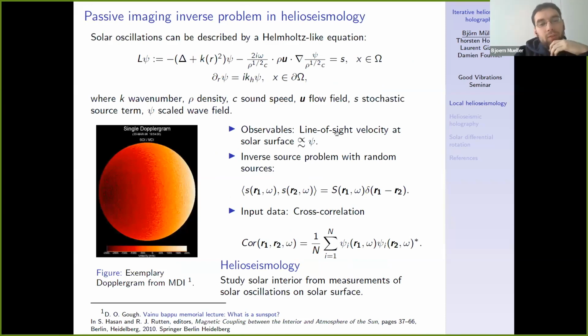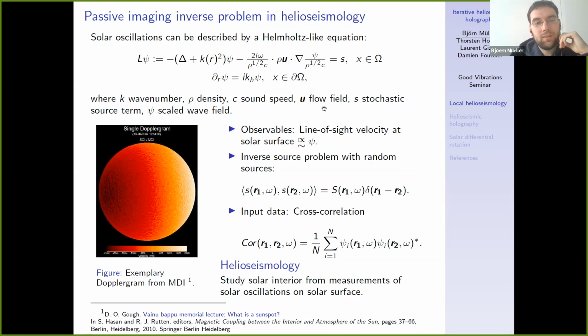Let me first start with introducing the passive imaging inverse problem in helioseismology. I'm studying acoustic modes, and acoustic modes can be described by a scalar Helmholtz-like equation, with a wave number k, which depends strongly on the density rho, the sound speed c, and the flow field u. In particular, I'm interested in large-scale flow fields like differential rotation and meridional flows, but maybe after my PhD we are also interested in supergranular flows, which will be a more complicated problem to solve with iterative helioseismic holography. The reasons for this I will present later on.